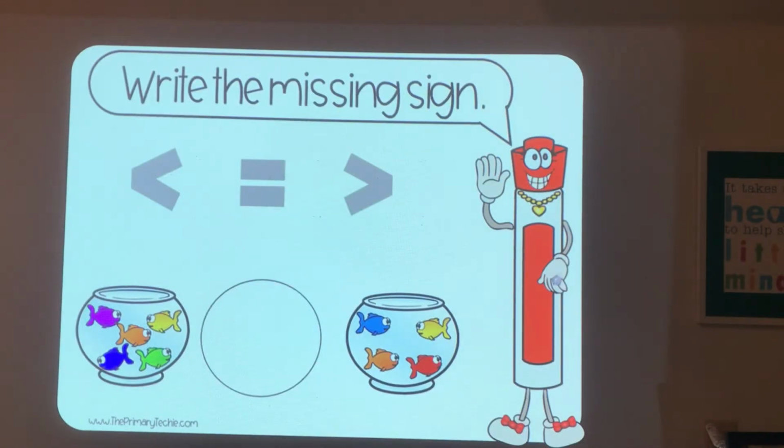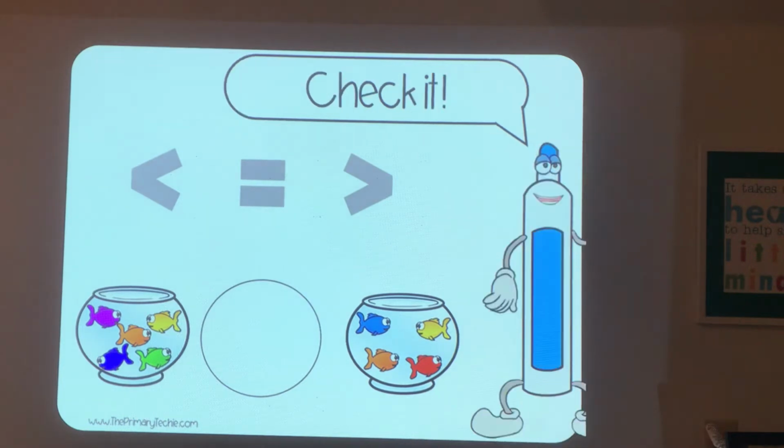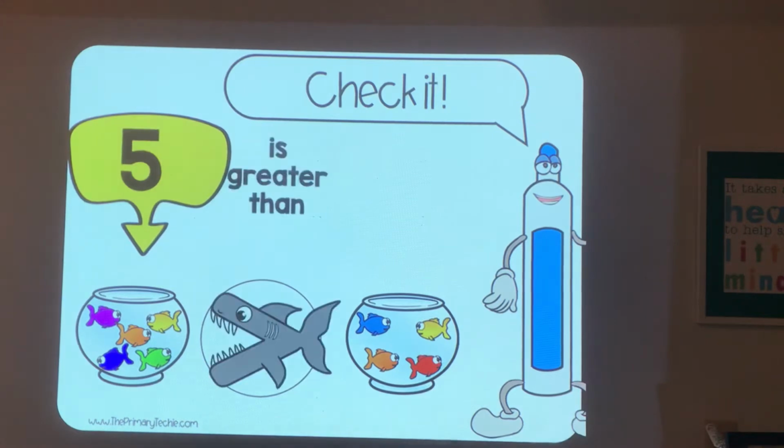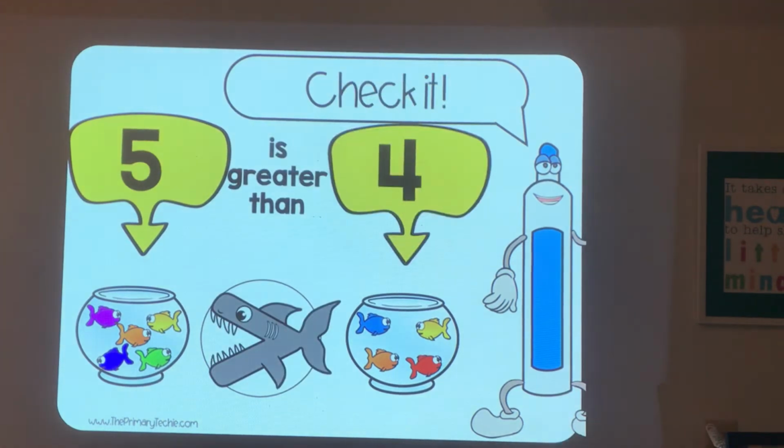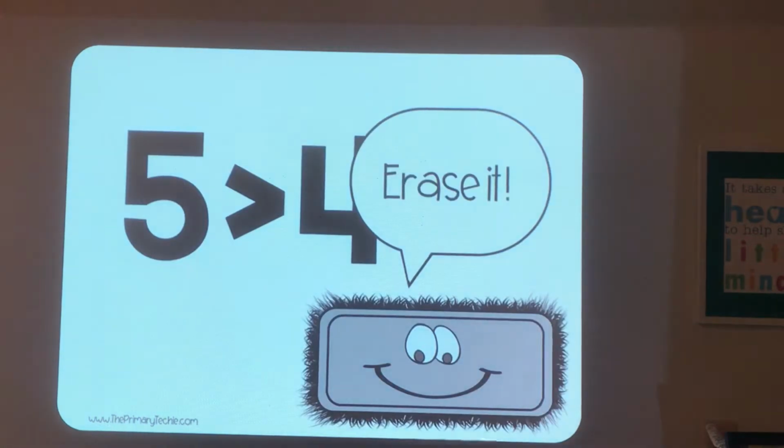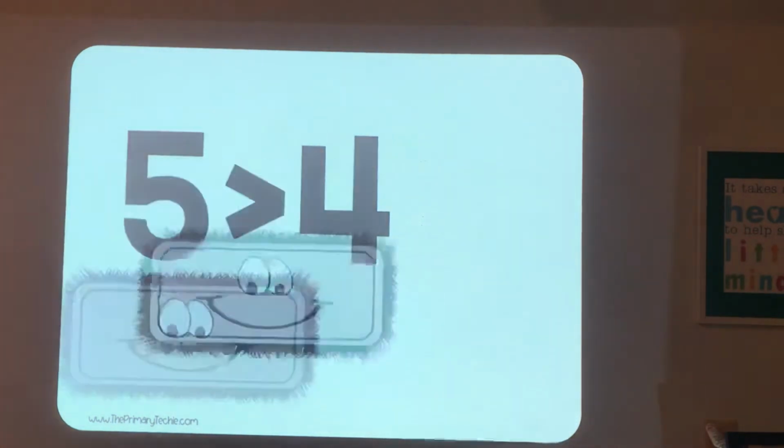Okay, look at the first fish bowl. Write down the number. Leave a space for the sign. Count the fish in the next fish bowl. Write down the number. Put the sign in between. 5 is greater than 4. Did you write 5 is greater than 4? The big opening of the shark mouth should be pointed to the 5.